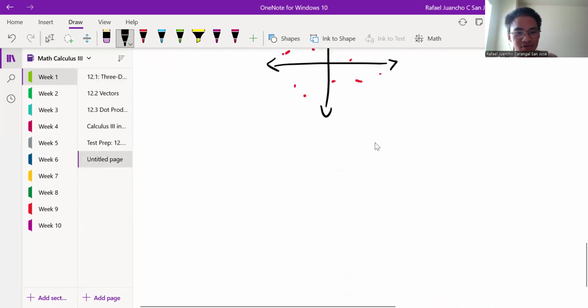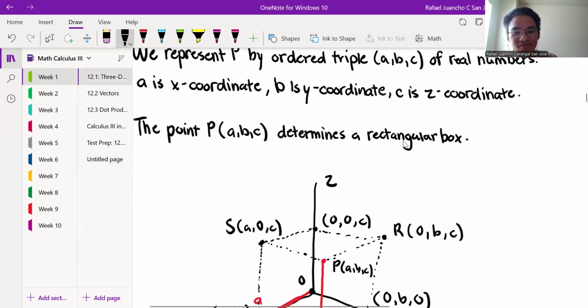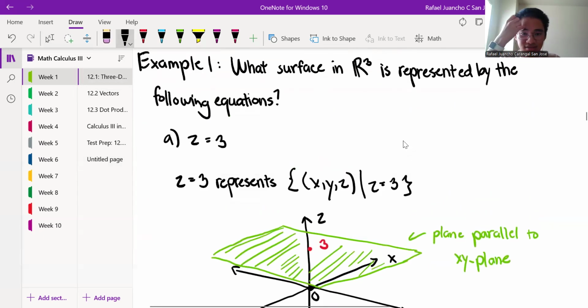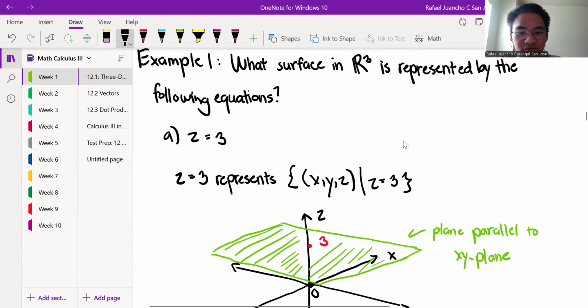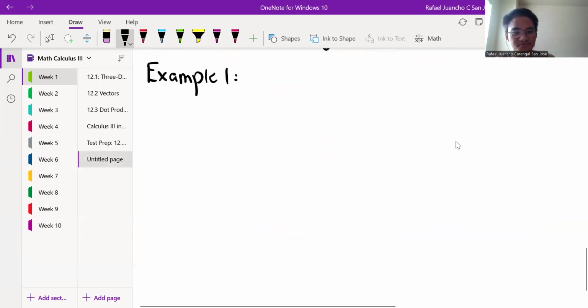So in example 1, we have Z equals 3. So that's the first example. Right? So what surface can we represent when Z is 3? So we remember, yeah, let's put that. So A is Z equals 3.